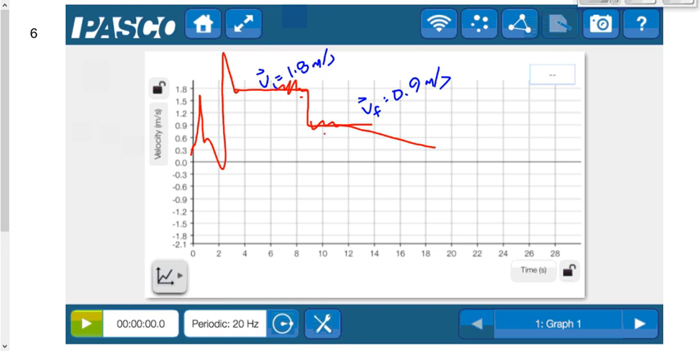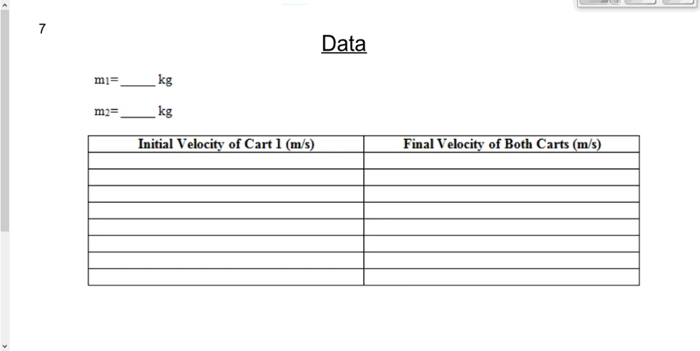All right. So what are you collecting here? Well, of course, the mass of cart 1 and the mass of cart 2. Make sure you keep those straight so you know which one is which. The initial velocity of cart 1, which is coming off of your graph from your phone, and then the final velocity of both carts.